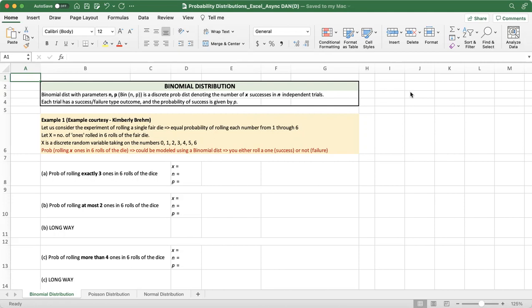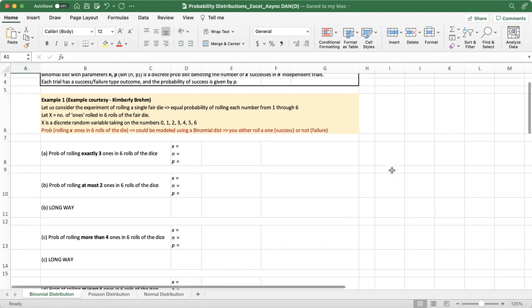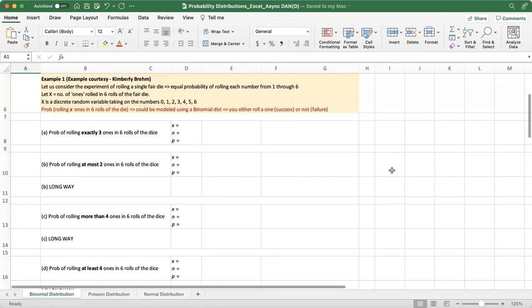If I'm interested in the probability of getting 3 heads in 5 trials, or what's the probability of getting, say, 2 heads in 6 flips of the coin? All of these are variables which could be modeled using a binomial distribution. Essentially, x number of successes in n independent trials, where the probability of success in each trial is given by the letter p. So that's a binomial distribution. So let's look at a few examples to see how to compute these probabilities using Excel.